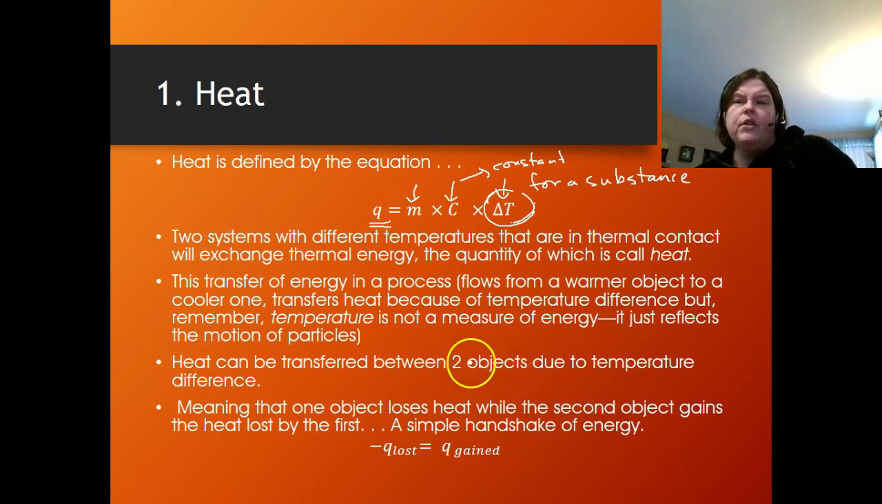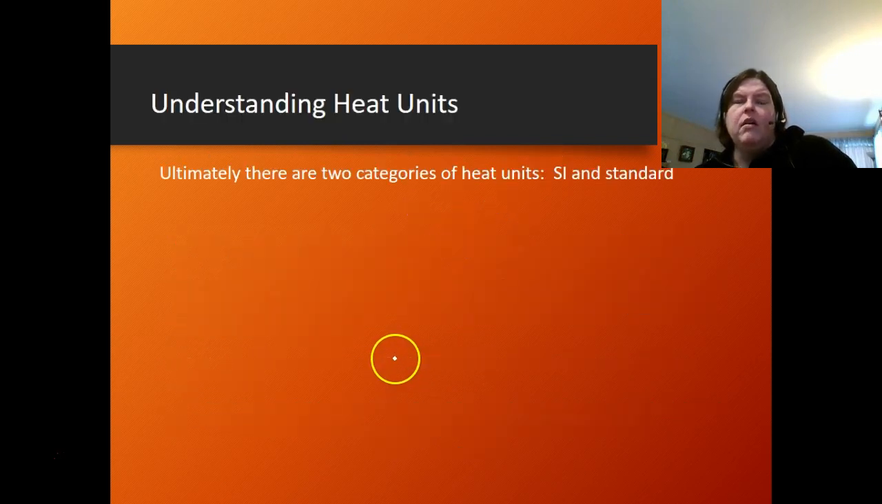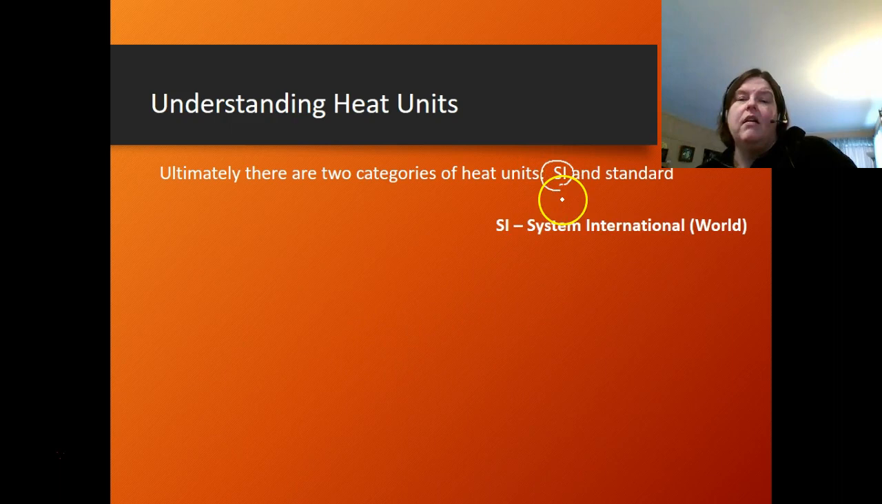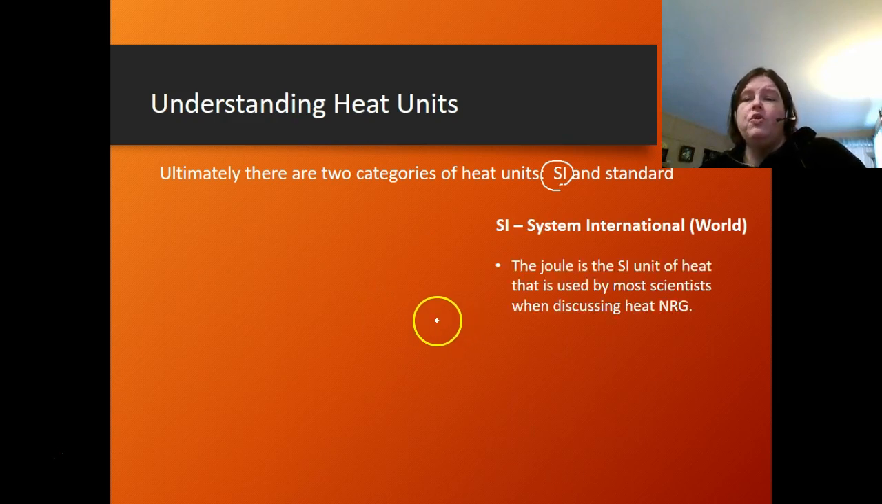Okay? And for most situations, that really works, especially if we have really good instruments that we're measuring with and really good apparatus. Okay? So, understand heat units. There are two categories of heat units, SI and standard. We're going to start off talking about SI. The SI is the System International. Those are the things like meters and grams and the things that we all use in science classes. A joule is the SI unit of heat used by most scientists.